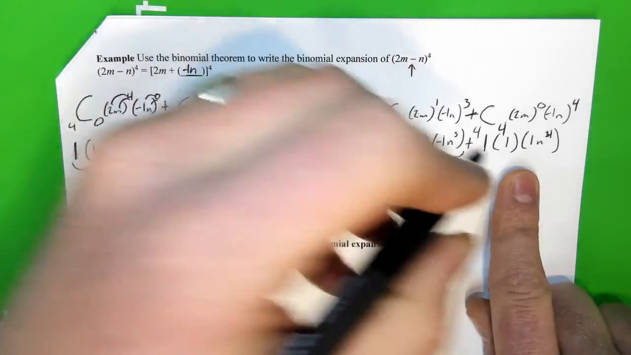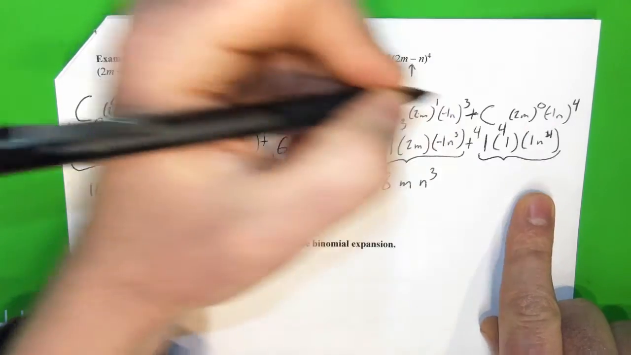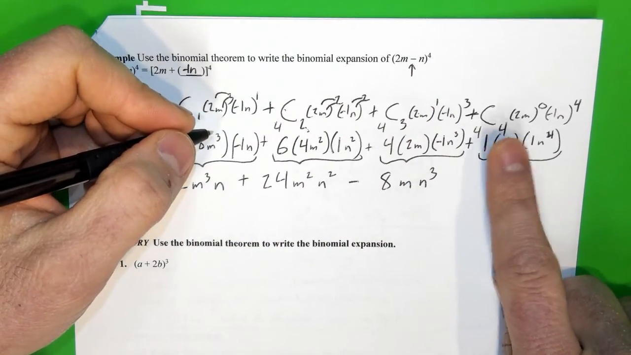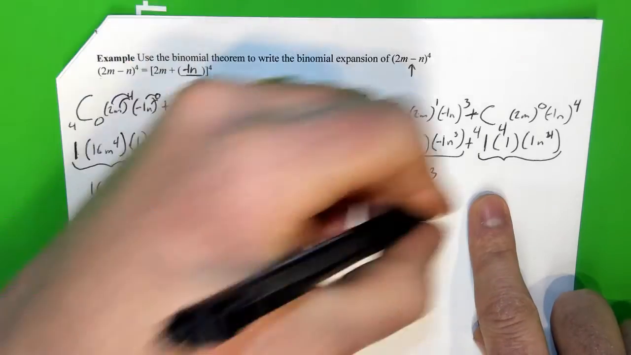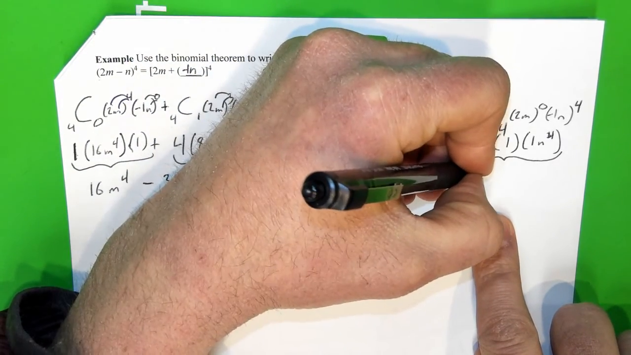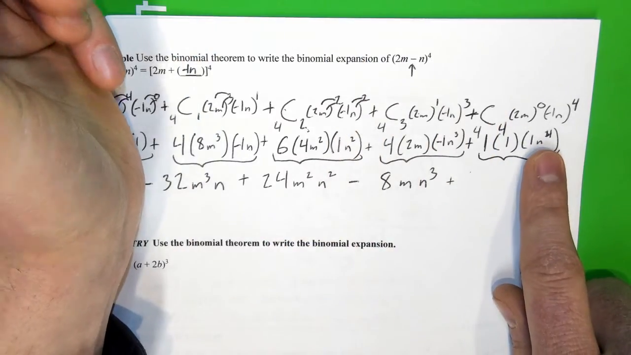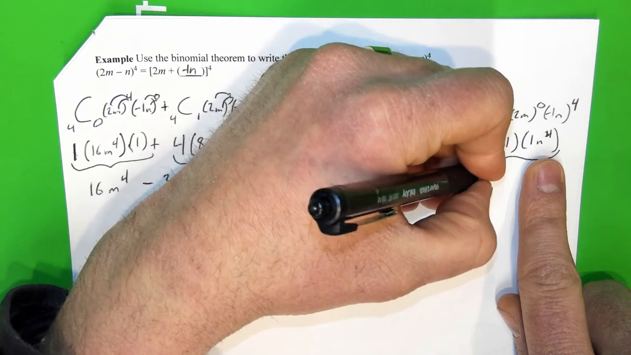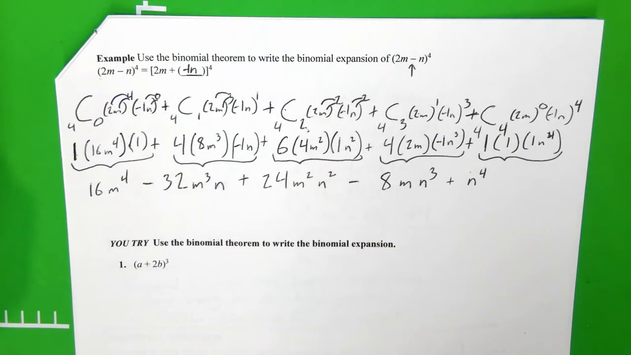And then lastly, our final term that we have is right here. We're going to extract all the numbers that we have, and there's a 1, and another 1, and there's no negatives. So we're going to keep it positive 1. And then you're going to have your n to the 4th. There's no m term for this last one.